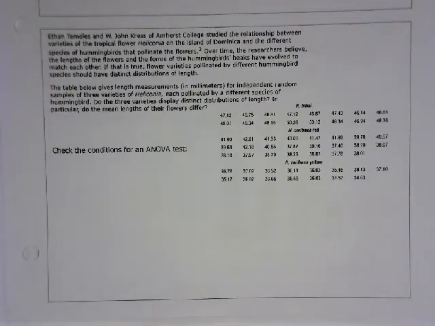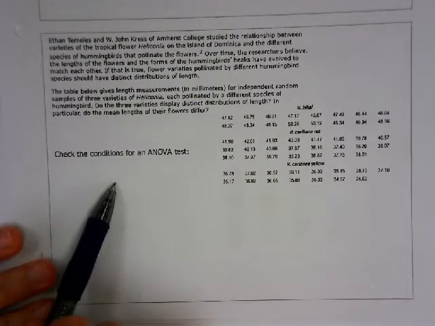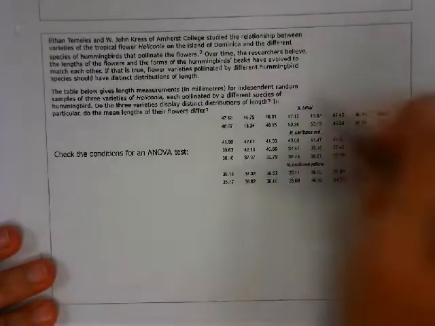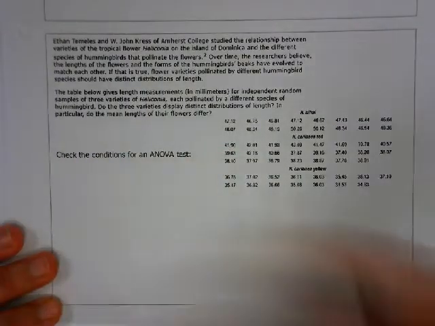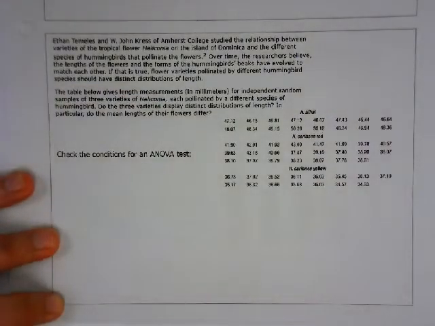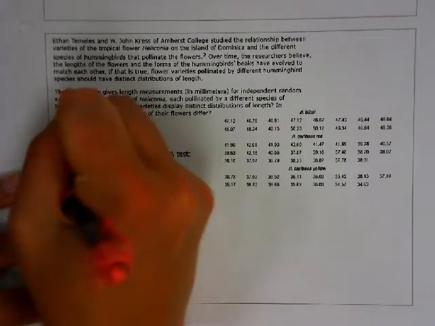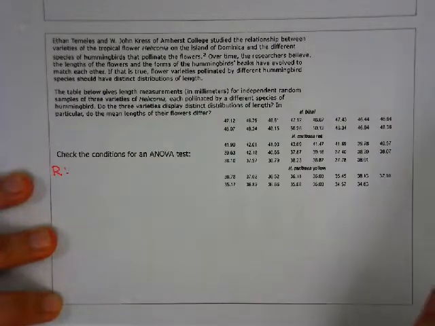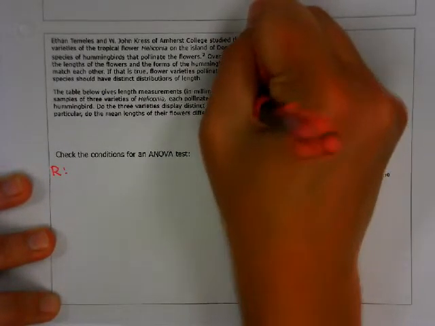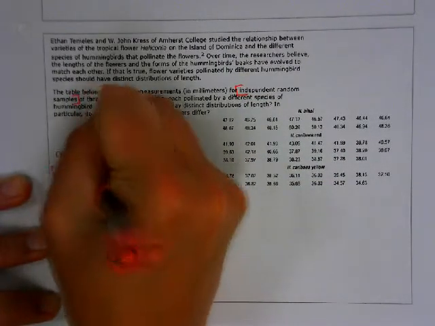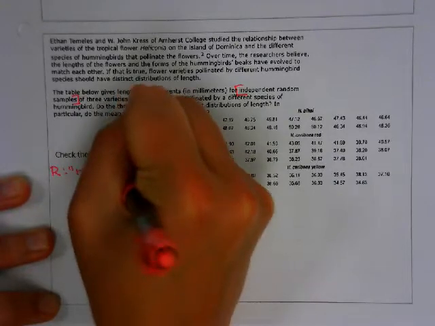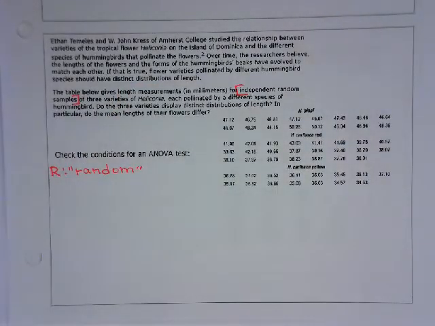We're gonna check our conditions. Same data, I just recopied it for you so we don't have to flip back and forth. So first one, random. It does say up in the paragraph, independent random samples. So we do have our independent random samples.